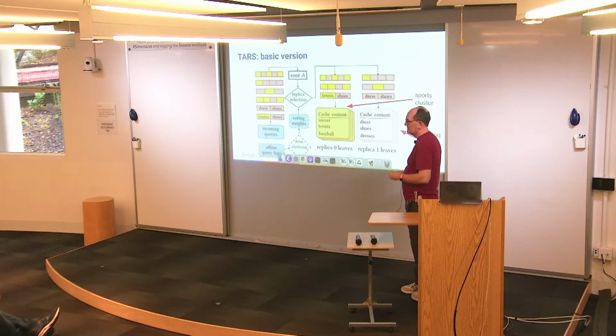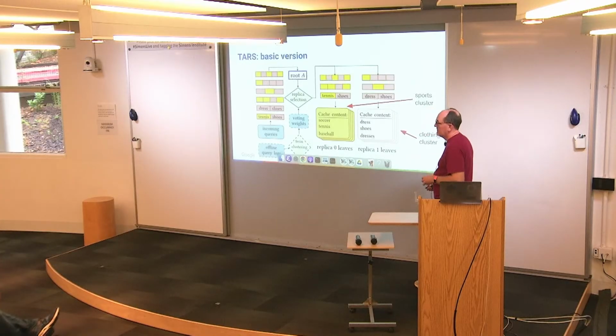Does that make sense? But tennis could very well end up here. If you sent tennis shoes over here, then tennis will have to get pulled into cache here, and that will happen even though we didn't necessarily want it to happen. The cache content is a side effect of what queries you sent there, which then is downstream of the documents that you put there.